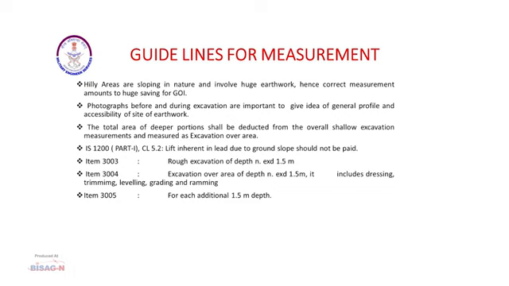Item 3003 of SSR says rough excavation of depth not exceeding 1.5 meter, and 3004 says about excavation over areas. It itself says it includes dressing, trimming, leveling, grading and ramming. And for additional 1.5 meter depths, item number 3005 should be invoked.